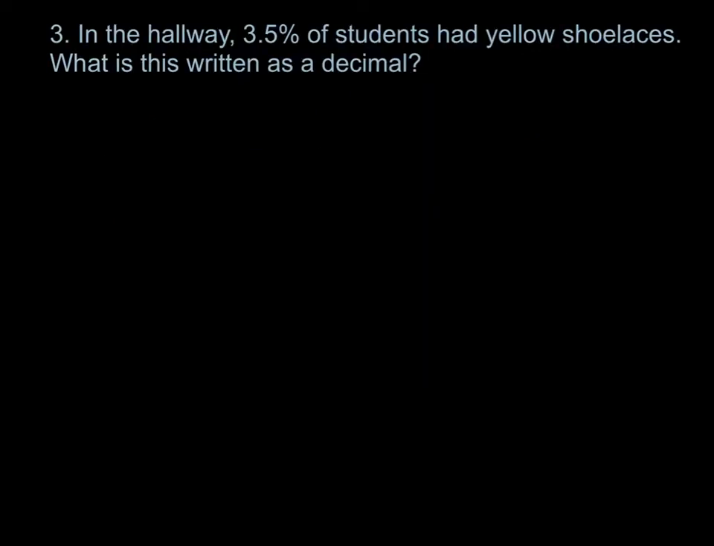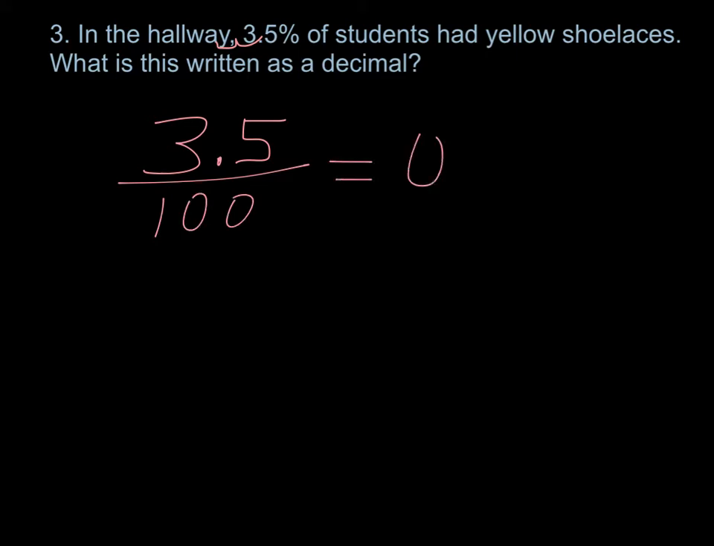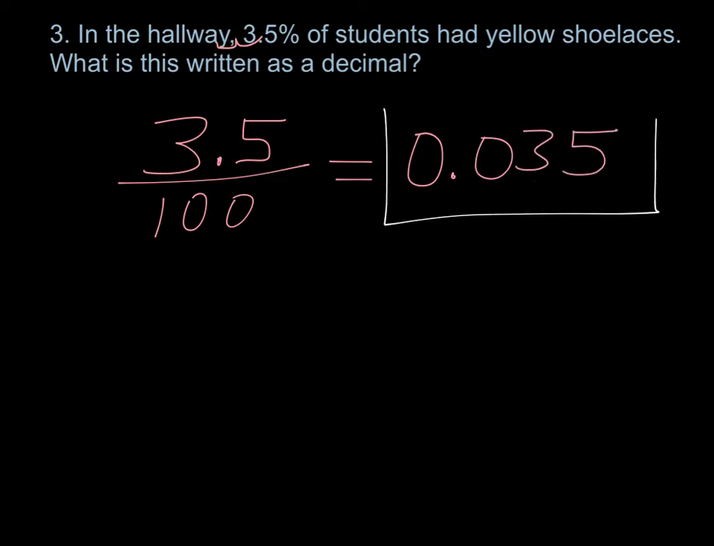Question 3 says, in the hallway, 3.5% of students had yellow shoelaces. What is this written as a decimal? Again, you can try to move the decimal point over 2 by yourself in your head, or you can just write 3.5 over 100 into your calculator, and it'll spit out 0.035. And that is how you write 3.5% as a decimal.